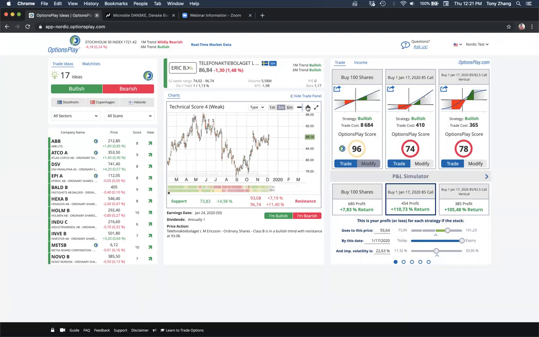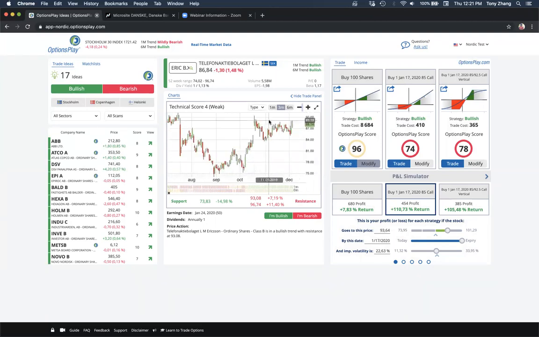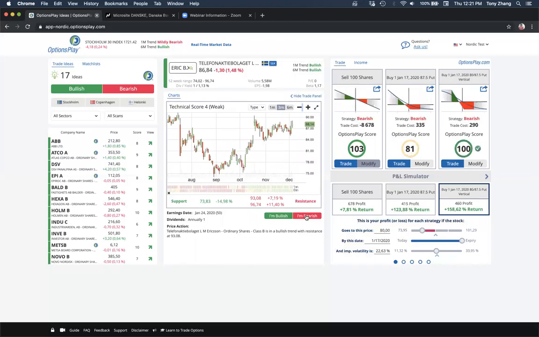I don't personally have much of a view on this stock from a technical perspective. It has traded in a fairly consolidated period for some time, between 84 and 90 roughly. It's near the top of that range. But let's say you're bearish on this, and this is really where options can come into play. You can select I'm bullish and look at 3 bullish strategies, or you can select I'm bearish and take a look at 3 bearish strategies. I hope that this is a good example to look at.